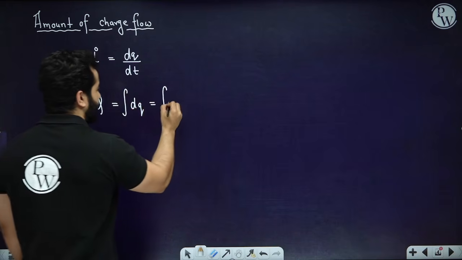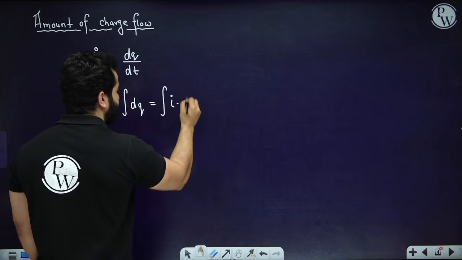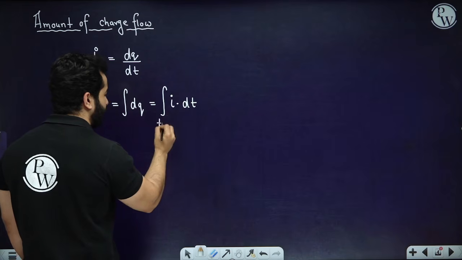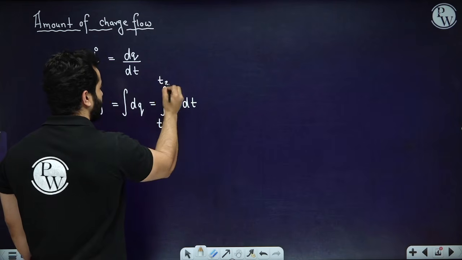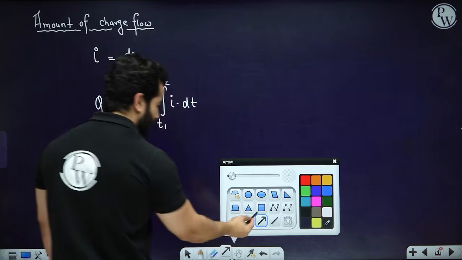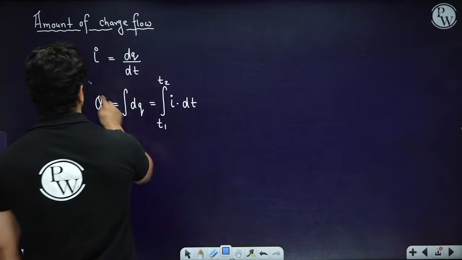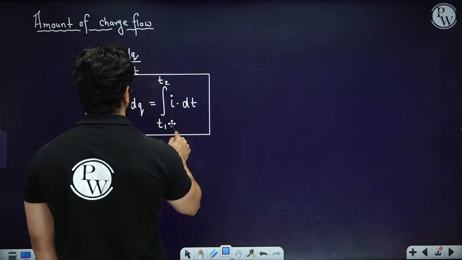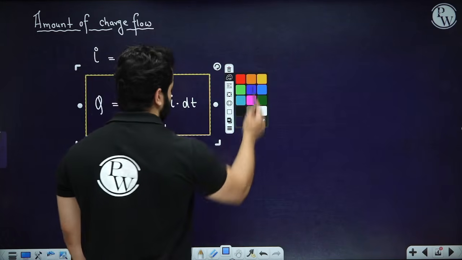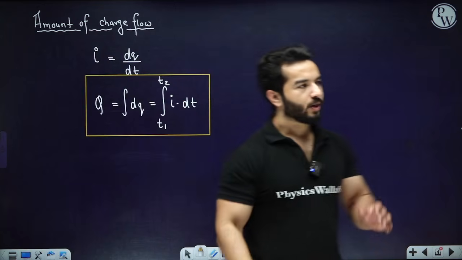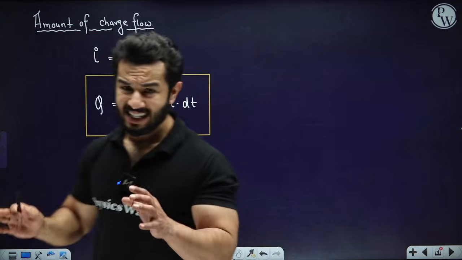Further, we can rewrite it as I times dt, and let's suppose they are talking about from time t1 to t2. That's it, right? So this is the way by which you can find out the charge flown between two time intervals. Hopefully everything is clear till this point.